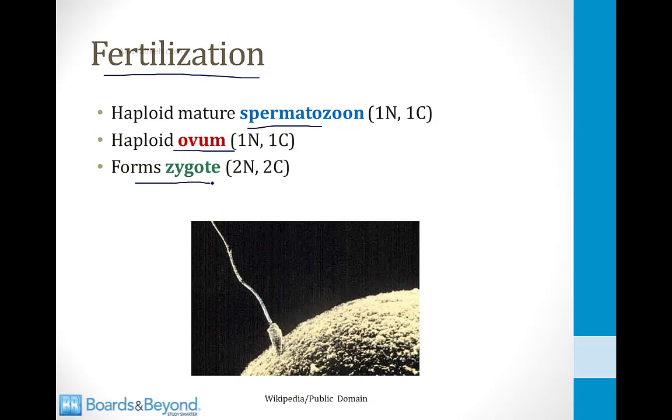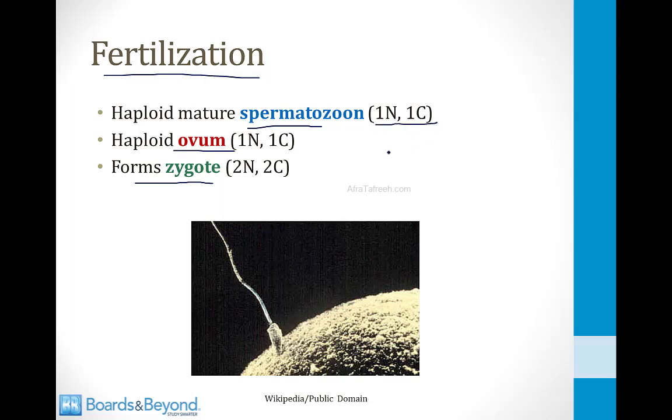a zygote. Now, one thing they're going to want you to know for your step 1 exam is the number of chromosomes and chromatids present in all these structures involved in fertilization. So let's make that very clear now. So eggs and sperms are 1N, 1C. So what do I mean by that?